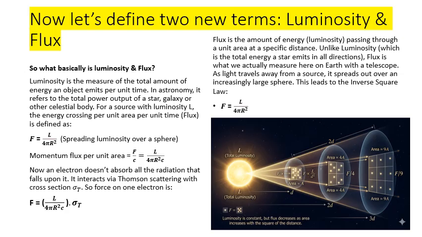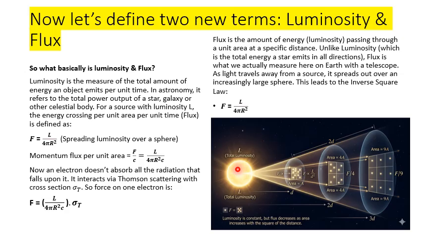So we get it, and flux is the amount of energy, that is the luminosity per unit time, passing through a unit area at a specific distance. Luminosity actually is not dependent upon the surface area of the spread. It is equal in all directions. It is the total energy the star emits in all directions, whereas the flux has the component of the area, as we go further away from the star or from the emitting body, the flux keeps reducing by the inverse square law.